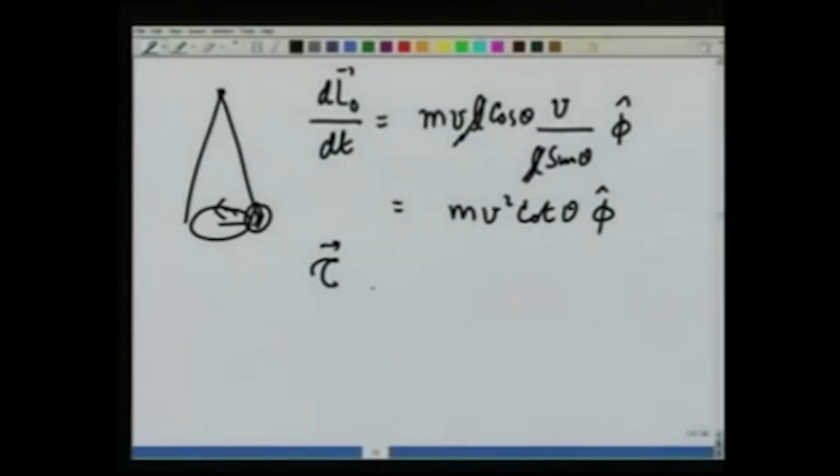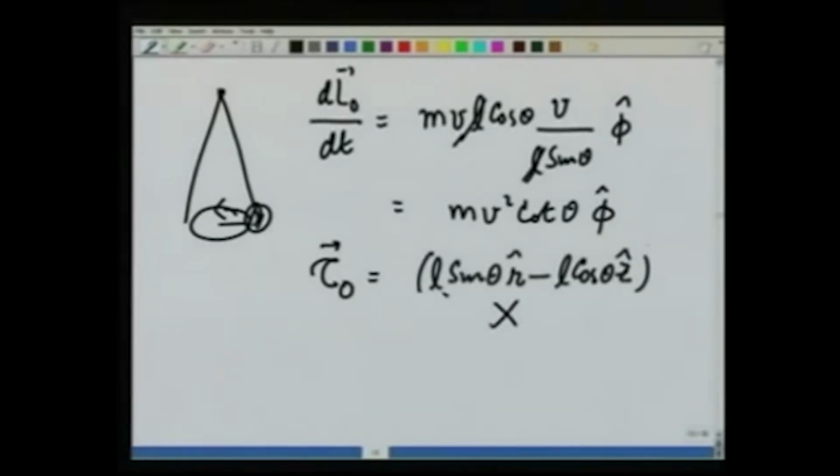Is that equal to tau? Let us do that. If I calculate the torque about this point, again R is nothing but L sine theta R minus L cosine theta Z, cross the force. One force is mg and the other force is tension T. Tension T, you can see, is parallel to R. It does not contribute to the torque, but nonetheless let us write this.